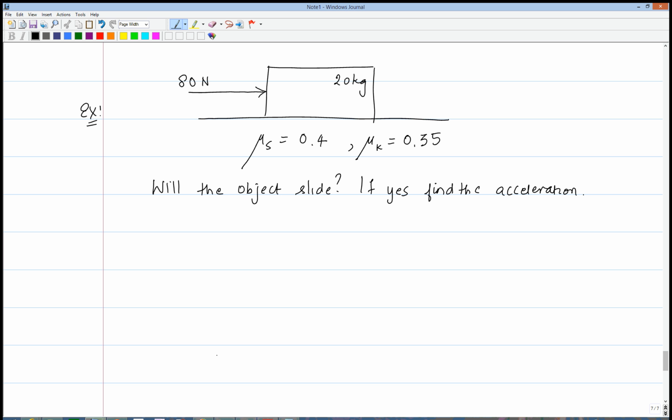It's a simple problem. There are lots of little parts here that you need to be very careful about. So the first thing is, in order to answer whether the object will slide or not, we need to figure out what the maximum force of static friction is. The condition is very simple. If Fs max is less than 80 newtons, which means that the pushing force is greater than Fs max, then the object will slide.